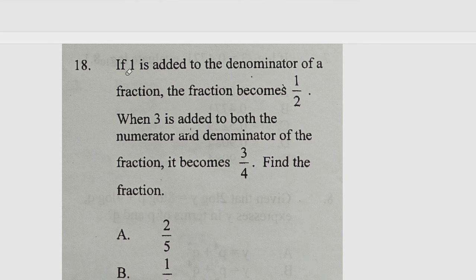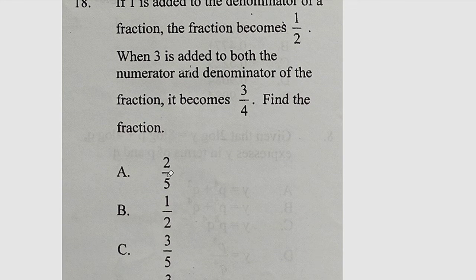Question number 18 reads, if 1 is added to the denominator of a fraction, the fraction becomes 1 over 2. When 3 is added to both numerator and denominator, the fraction becomes 3 over 4. Find the fraction. So let's start by guess and check.